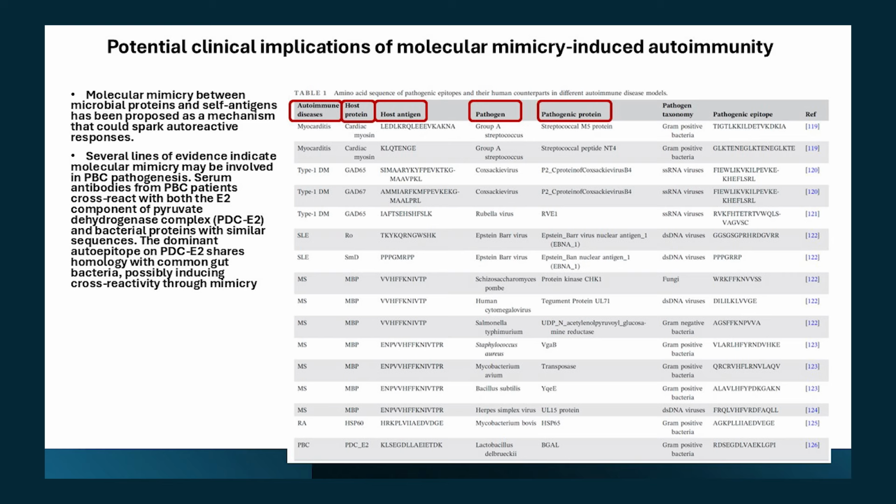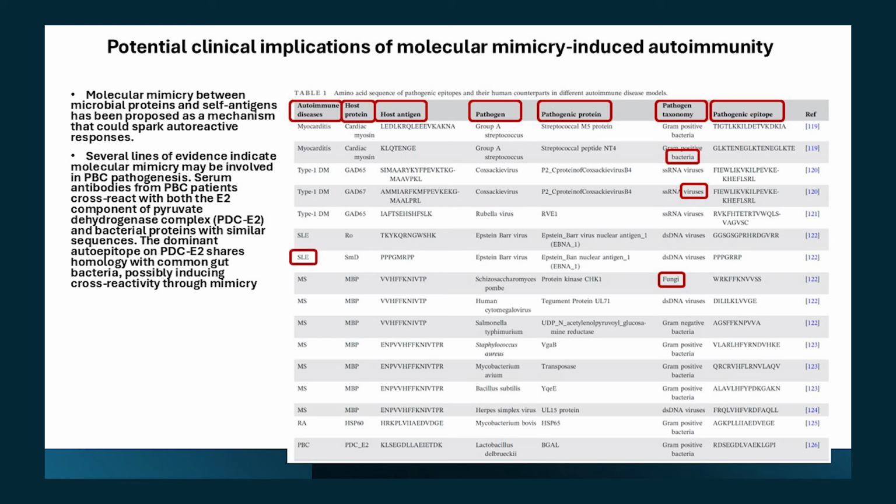Column 5 is the protein from the pathogen where that epitope comes from. Then we have simply whether it's a bacterium, a virus, or a fungi. And lastly is the amino acid sequence, aka epitope, from the pathogen. So let's look at one of the rows.